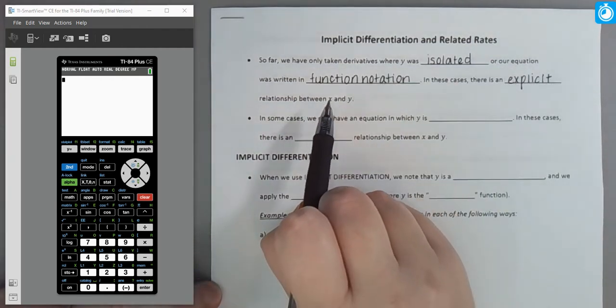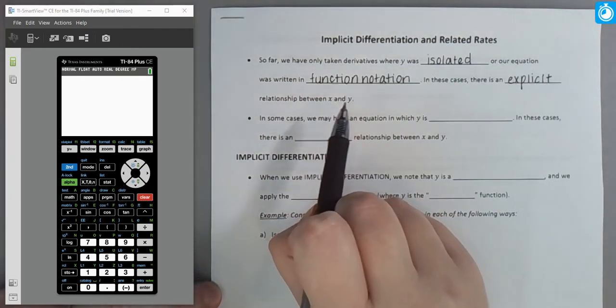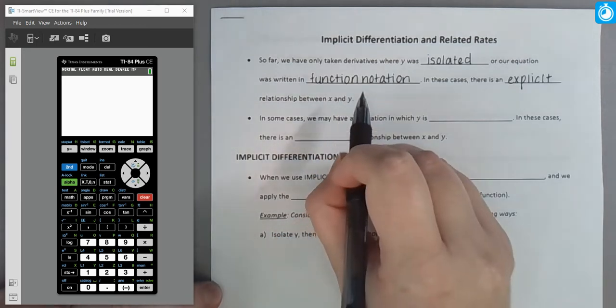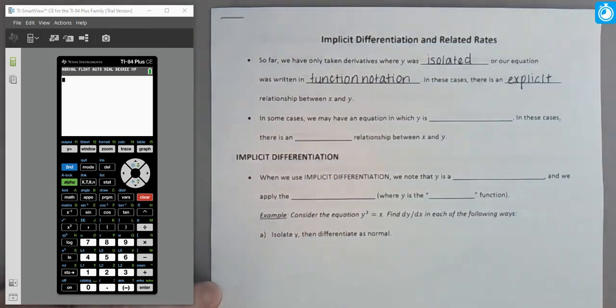So x is our independent variable, our input, y is our dependent variable, our output, and if we have y is equal to, well, we know exactly how our outputs are related to our inputs. There's an explicitly defined relationship between inputs and how you use those inputs to get an output.